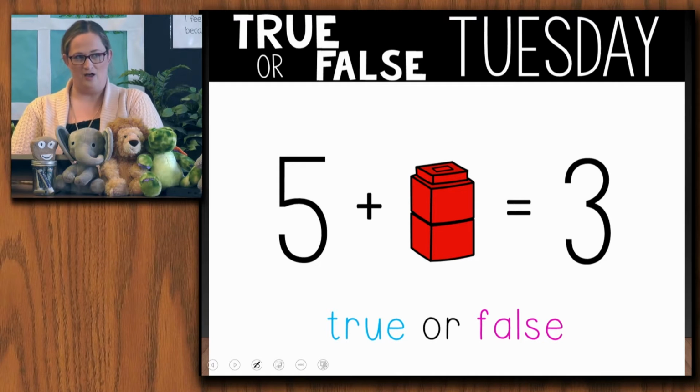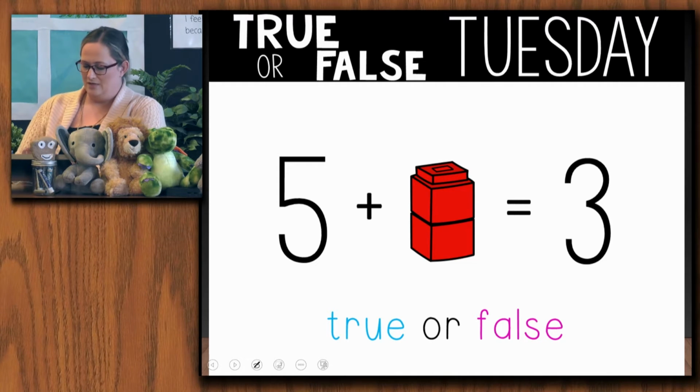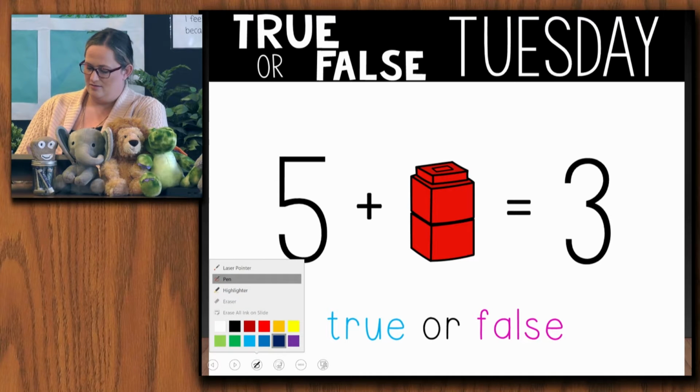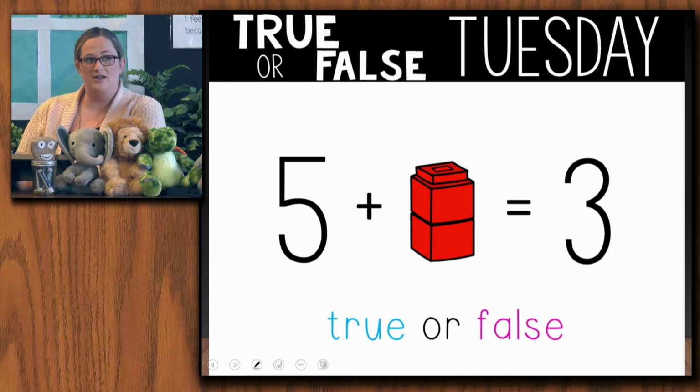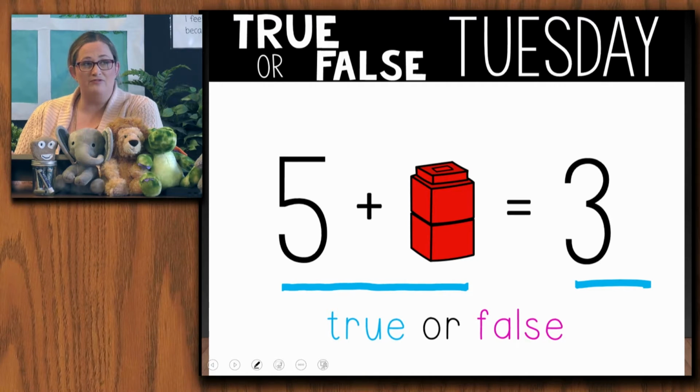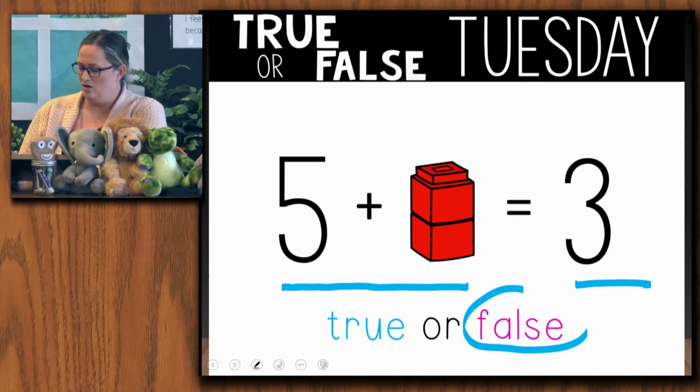True or false? Now, what do you see here? Yeah, I see a number, then some cubes, and then another number. This says 5 plus 2 more is the same as 3. If I have the number 5 and I add 2 more, will I get 3? No. So if it's false, we go wah, wah. You do it. Wah, wah. False.